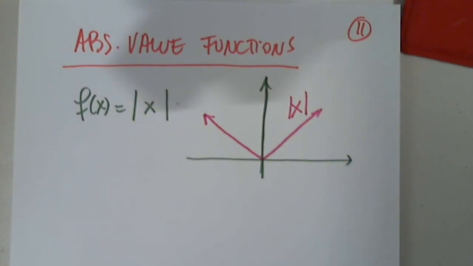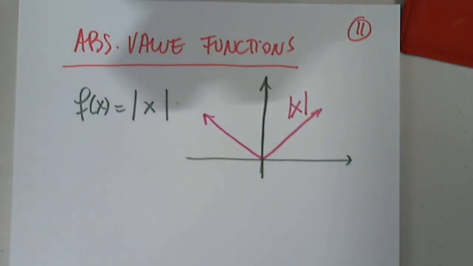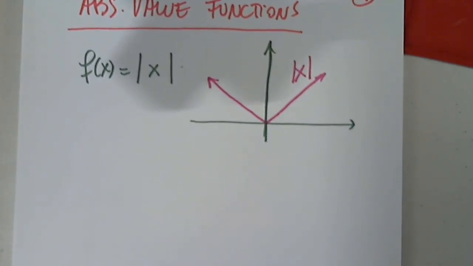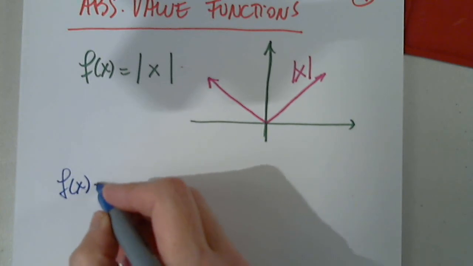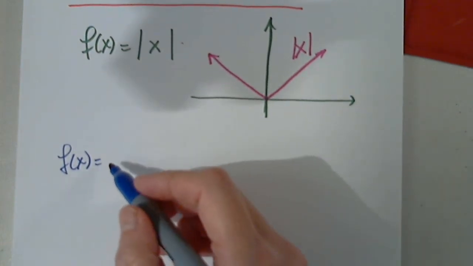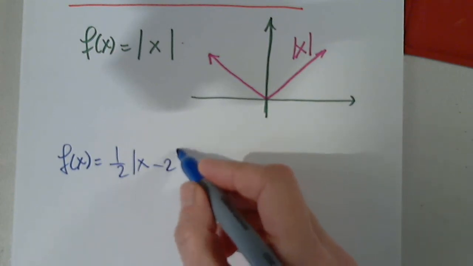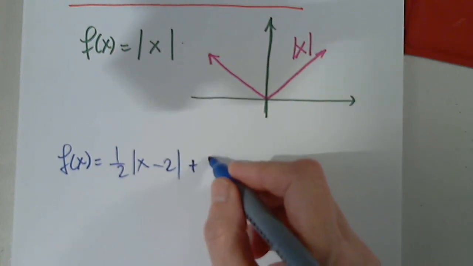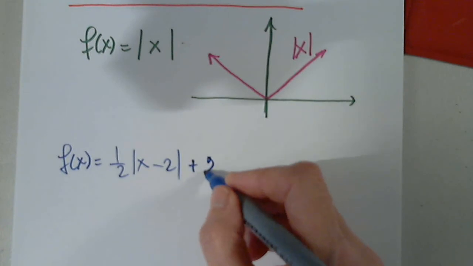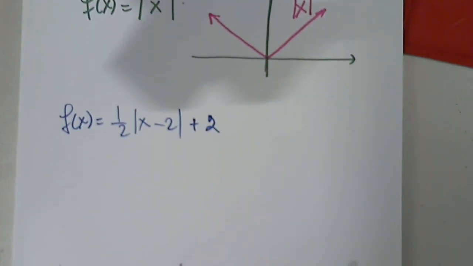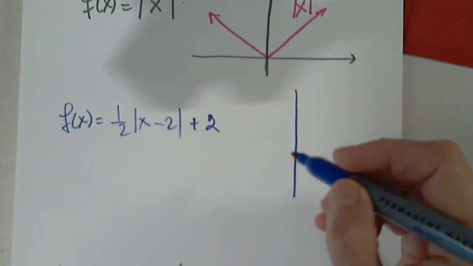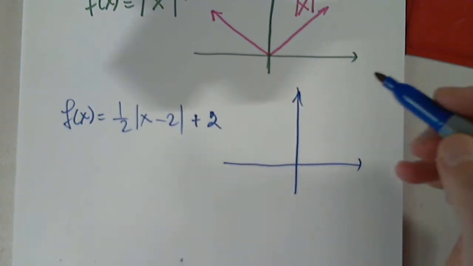Now, knowing transformations, we can graph anything quickly. Yes, we may not know the x and y intercepts, we may have to determine them algebraically, etc., etc. But now we can have a very good picture of something like this. Let's say 1/2 the absolute value of x minus 2 plus 2. I know very quickly how this looks like. I don't need any calculator.